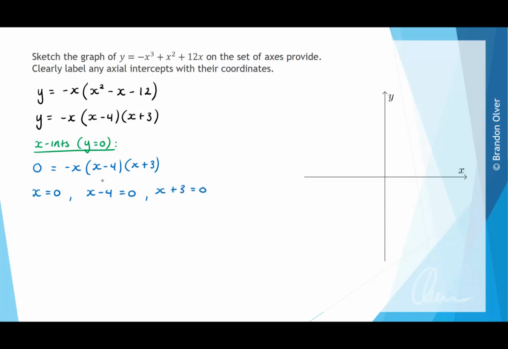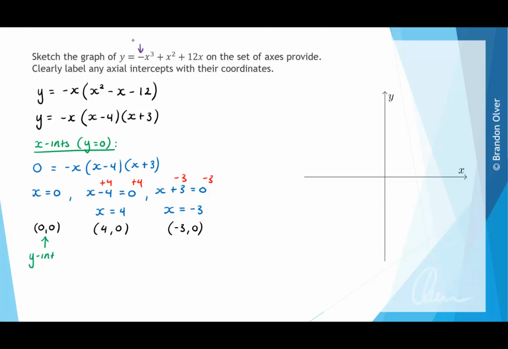For this equation, we can add 4 to both sides to get x by itself, and that will give x equals 4 as a solution. For this, we can subtract 3 from both sides of the equation, and that will give us x equals negative 3 as a solution. Therefore, the x-intercepts are at (0, 0), (4, 0), and (-3, 0). Inspecting these three solutions, we can see that (0, 0) is also the y-intercept of this graph.